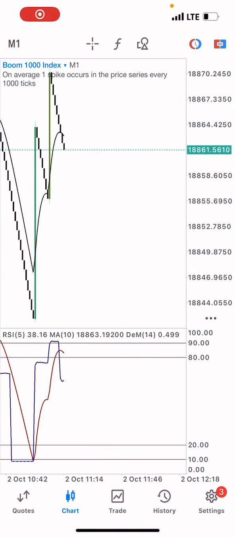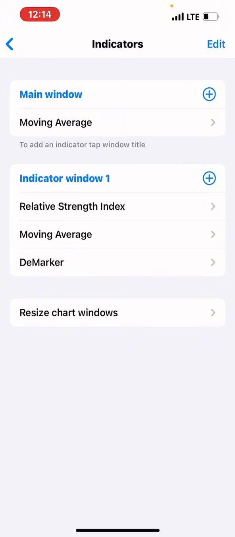So what indicators am I talking about and what are the setups? Let's look into that quickly. For our main window, we'll be using moving average. I will also add relative strength index to the indicator window. We'll add moving average again before we add the Demarker.